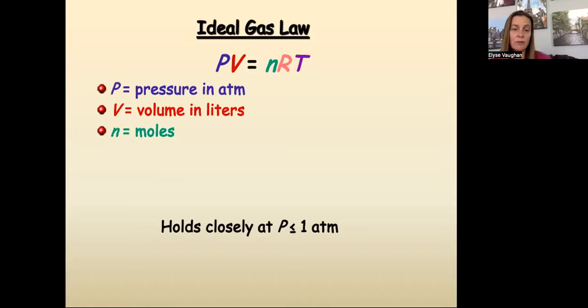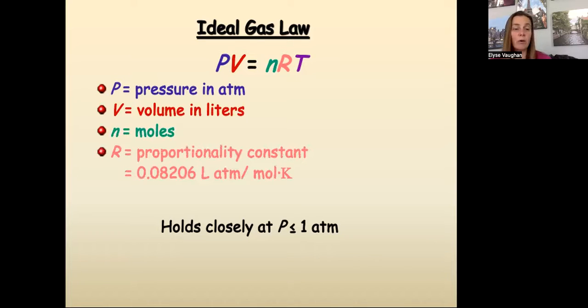n, just like in Avogadro's law, stands for the number of moles. Now, R is new. R is our proportionality constant. This is also called the gas law constant. And R is 0.08206 liters times atmospheres divided by moles times Kelvin. And this constant is why we have to have our pressure in atmospheres and our volume in liters so that all of our units cancel out. And of course, T is temperature, which, just like all our other gas laws, has to be in Kelvin.